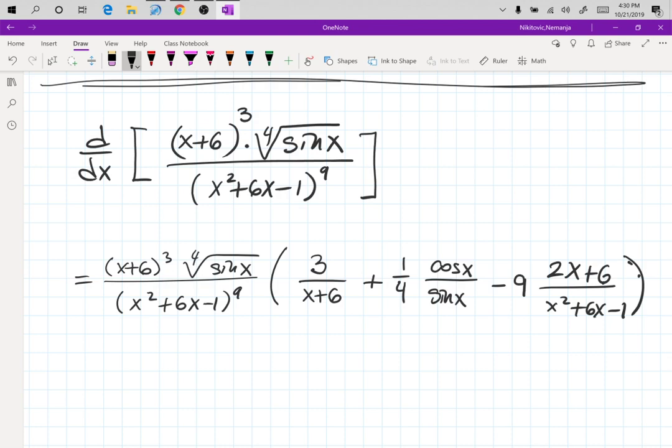So now is the time for you to go back to your problems where you had the quotient rule, the problems where you had some chain rule, and then chain rule mixed with product rule, as we had it last week, to go and work it out.